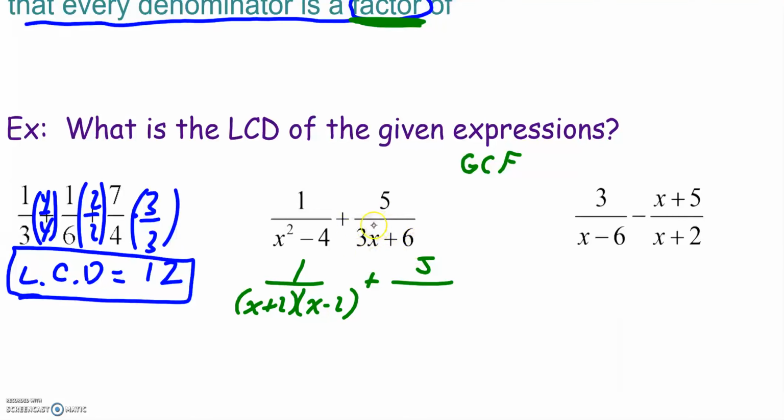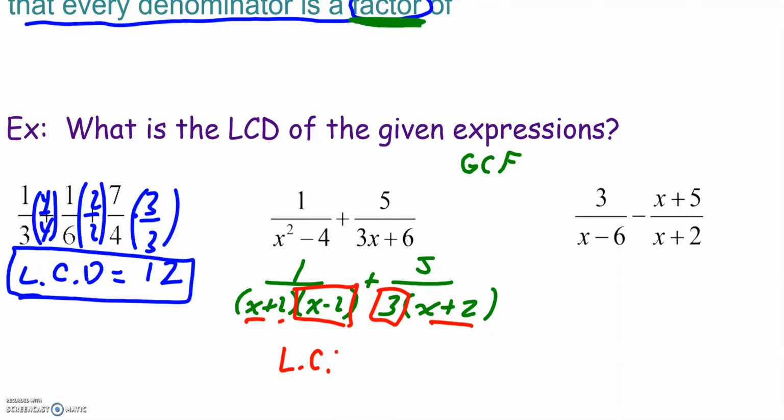The second one, we will hopefully get something to match. If I look at these two terms, I notice that I can take a GCF out of 3, and I'm left with x plus 2. So now I notice that both fractions do have an x plus 2 in common. However, this fraction has a 3 that this one needs, and this fraction has an x minus 2 that this one needs. X plus 2 and x minus 2 are two different things because of the sign.